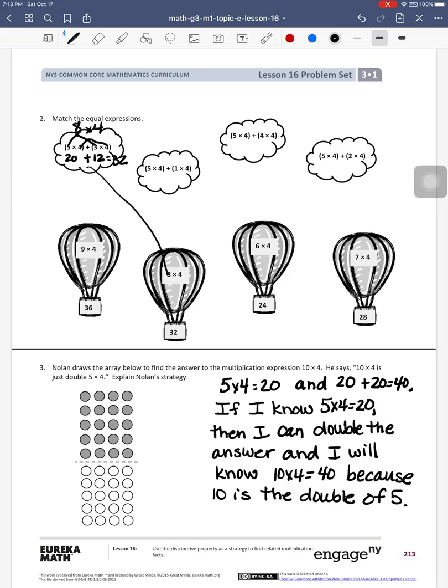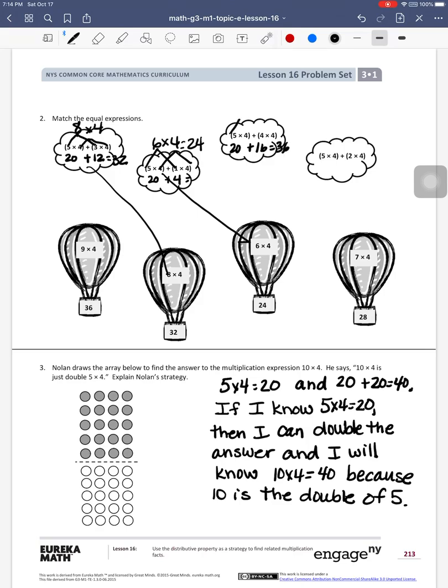5 times 4 is 20, plus 1 times 4 is 4. Or 5 plus 1 is 6, and they're both 4. So we'll say 6 times 4 equals 24. Do we see that expression? Yes, right here. All right, 5 times 4 is 20, plus 4 times 4 is 16 equals, right, 36.